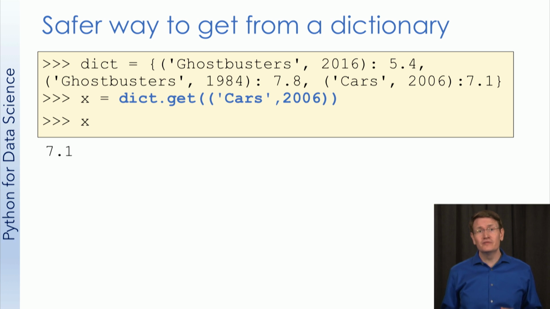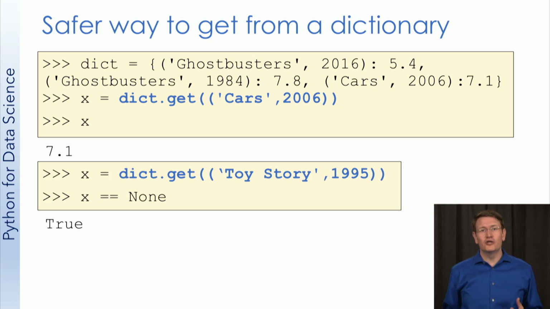The first is to use the method get to gain access to a value for a specified key. Here, when the key is in the dictionary, you get back the value just as you'd expect. But if the key isn't in the dictionary, we get back the value None. You can then use the test "is x equal to None" to see if the element was in the dictionary.